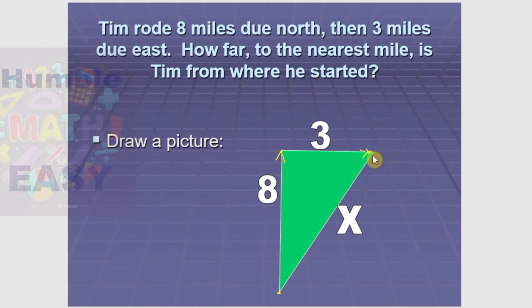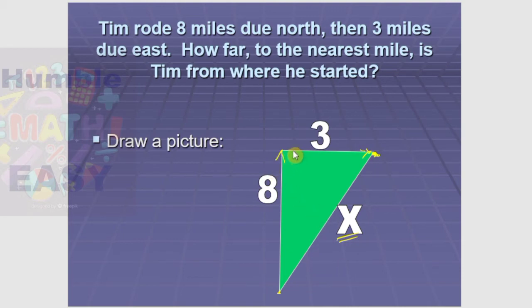Then therefore, what would be the distance between the end point of Tim's journey and where he started his journey? So this is our x.